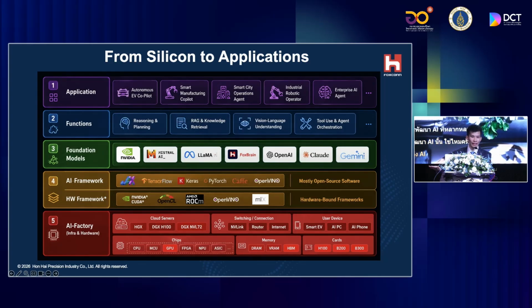The model is the center of everything. So when you have the AI factory, and on top of it the AI development framework, you produce the AI foundation model, and you specialize this model for specific functionality. Then you can integrate or plug this specialized functionality model into your application. For our showcases, we use it for autonomous driving, smart manufacturing, and smart city.